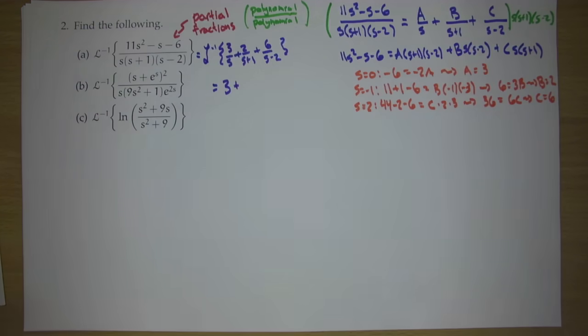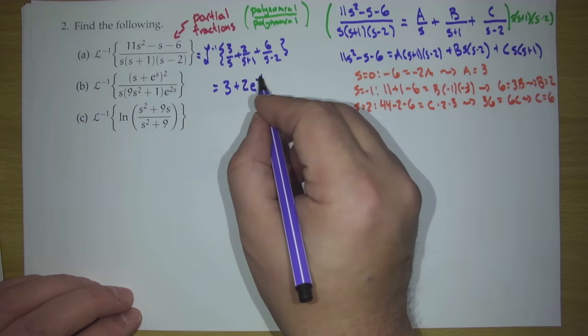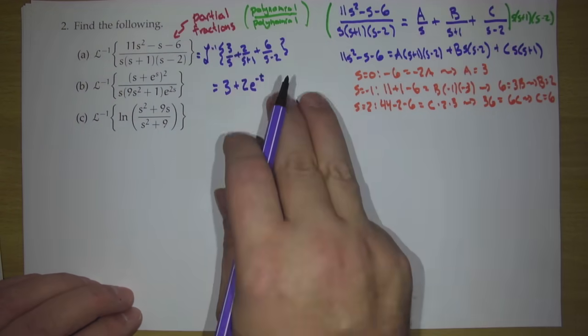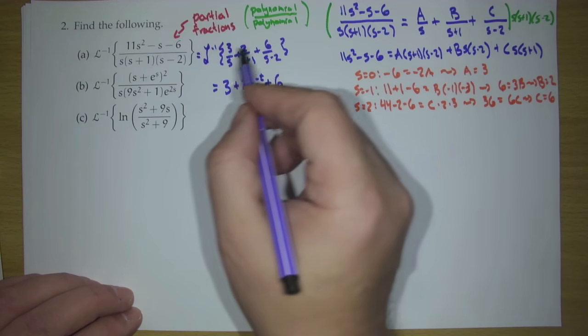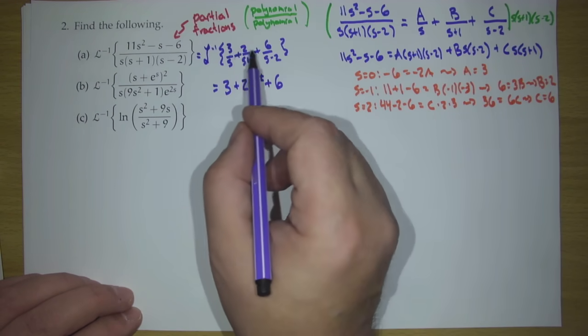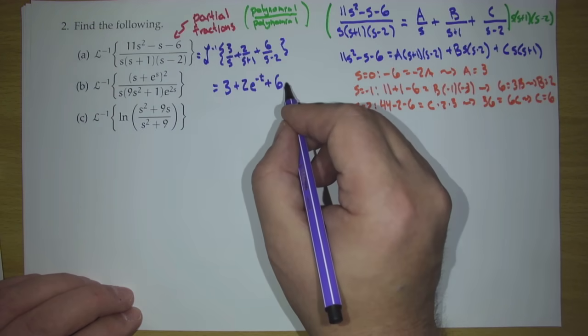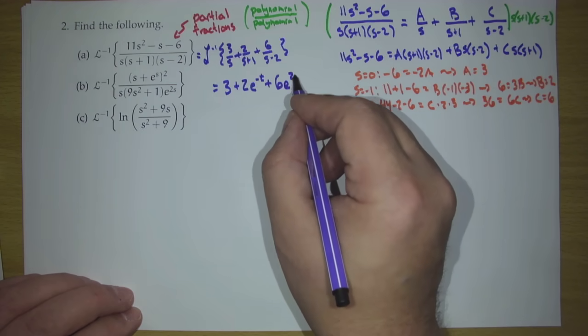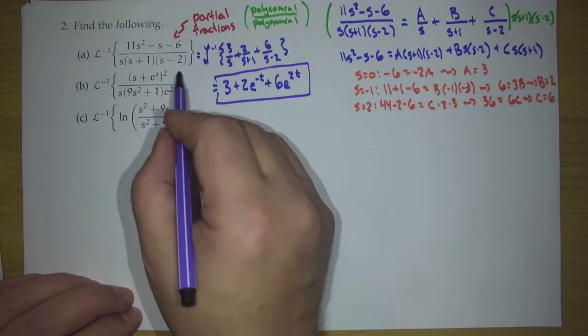s plus 1 is the same as s minus minus 1. So this next term will be 2 e to the minus t. And then the last term, 6. So I'm using the fact that we're linear, so we can pull out the 6. And also linear says do each one individually. 1 over s minus 2 is e to the 2t. And there's part A.